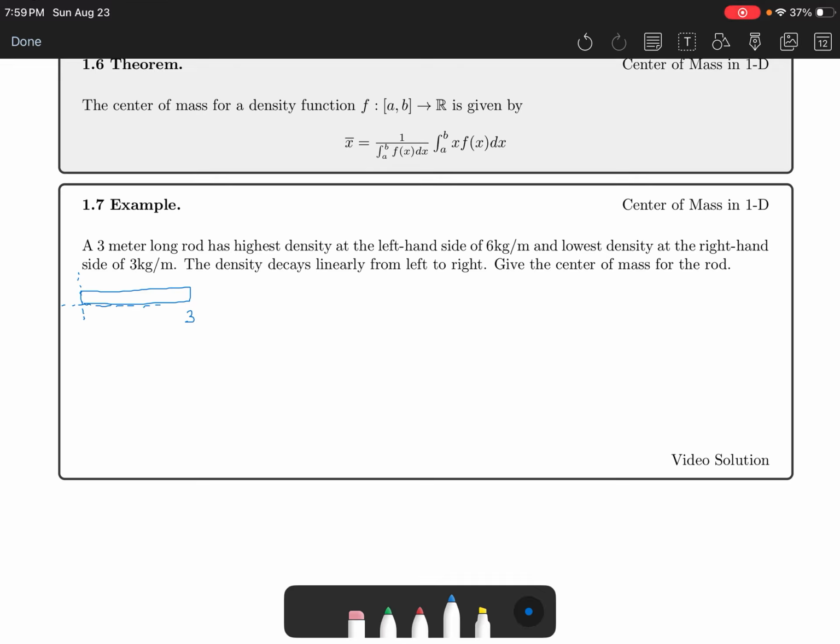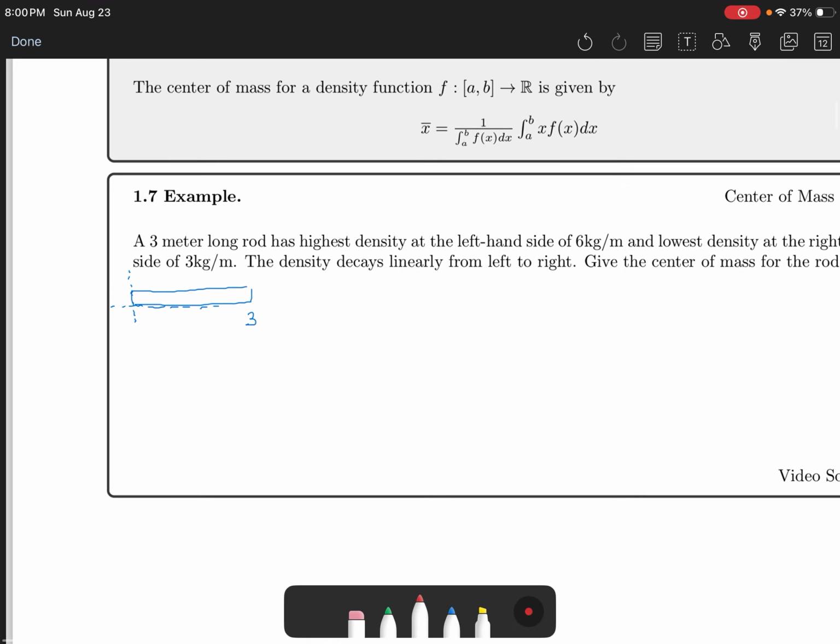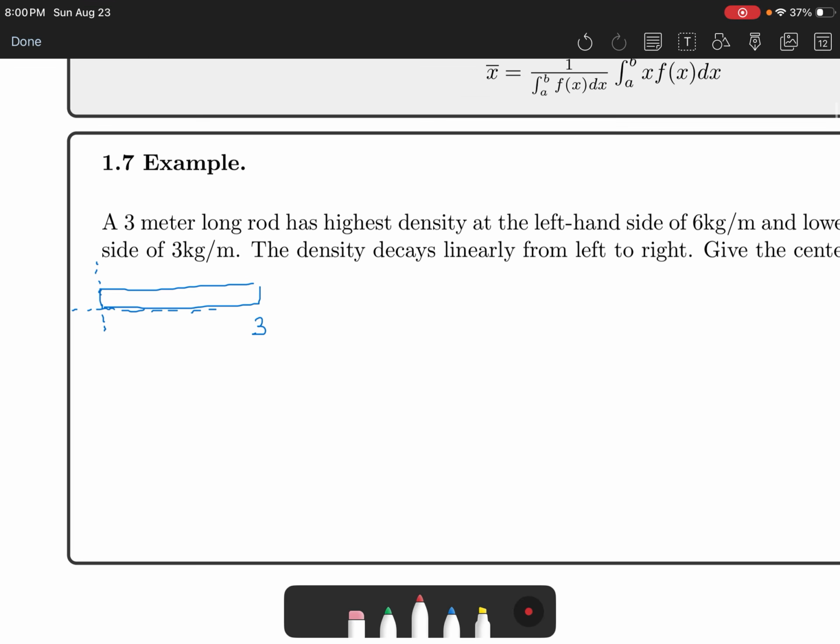Remember, it doesn't matter how you start it. You could have put the y-axis on the right edge. Everything's going to make sense as long as you're consistent. But let's imagine that I have the left edge at 0, the right edge is at 3, and our density function starts at 6 kilograms per meter on the left edge. Again, it doesn't matter where I put it, but on one edge it's 6, and on another edge it's 3 kilograms per meter, and I know that it decays linearly.